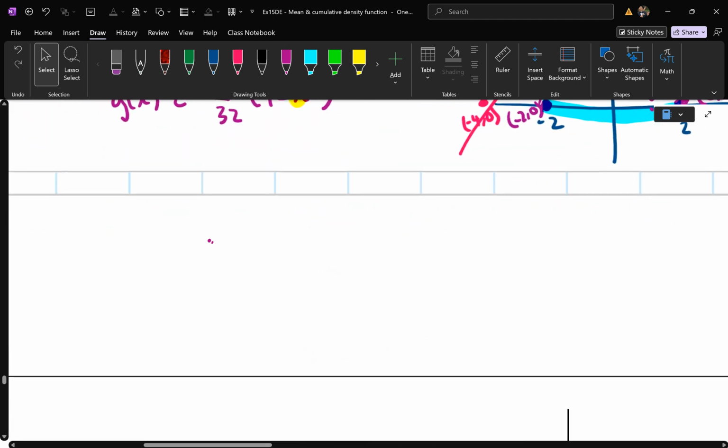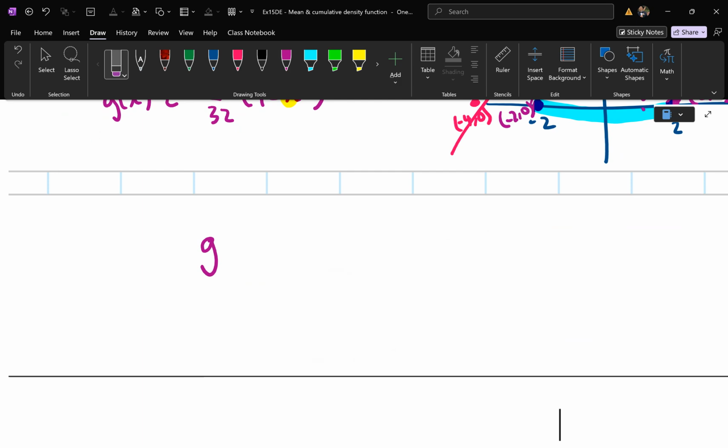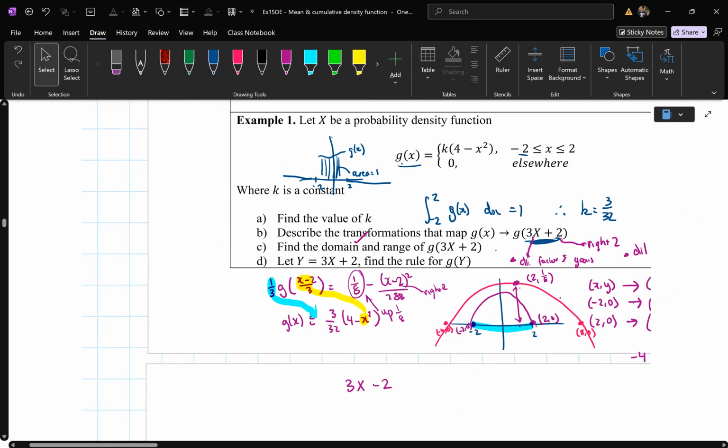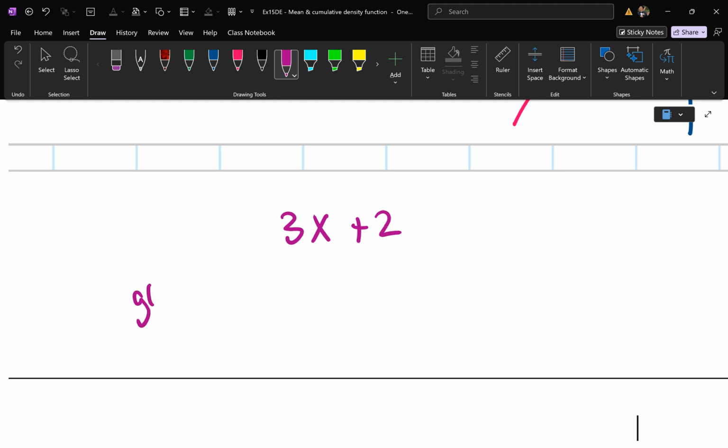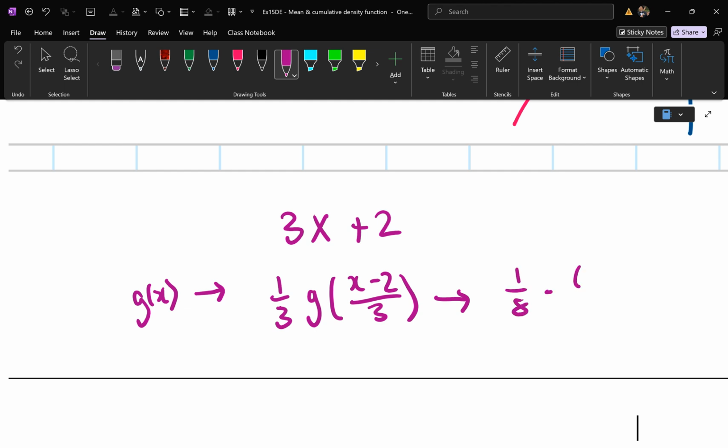So recapping again, what we wanted was the ax plus b. That's what we want. Okay, so ax plus b was 3x minus 2, was it? Was it minus 2 or plus 2? Plus 2. That's the transformation. Okay, that's what we want. The equation to find out what that is, so from g of x, what is the new rule for it? It was 1/3 g of x minus 2 on 3, which turns out to be 1/8 minus, I think it was x to the right by 2 over 288, something like that. Okay, so that's the rule for the new transformation equation.